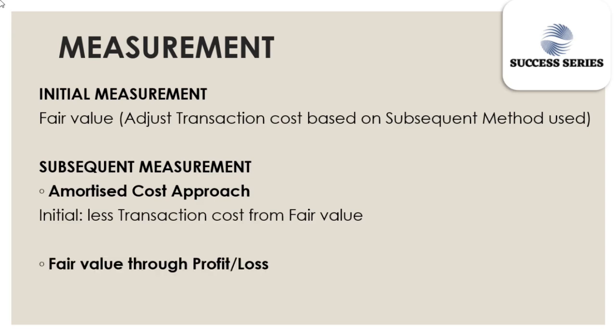And then we have the other method, which is fair value through profit or loss. Now, fair value through profit or loss means that you need to pass all your entries through the statement of profit or loss. Hence, if you have transaction cost, you expense the transaction cost. So by the initial measurement, the transaction cost you have to expense it. Meaning that the initial value will just be the fair value, and then the transaction cost will be accounted for separately in the statement of profit or loss as an expense.